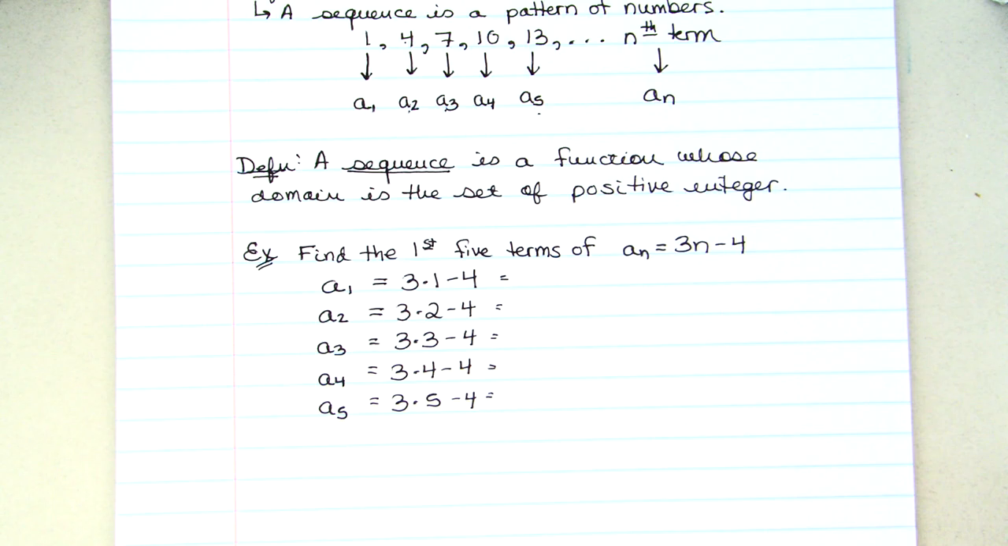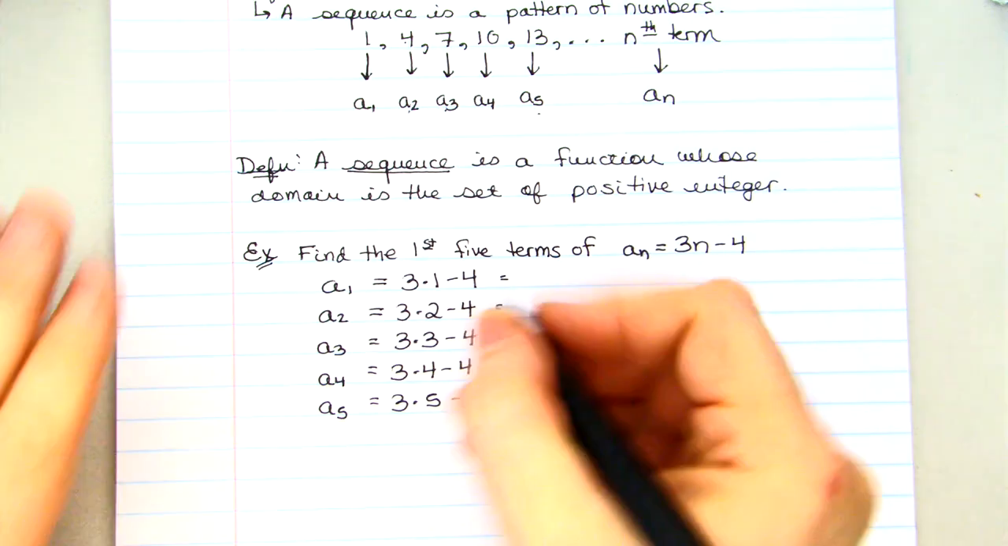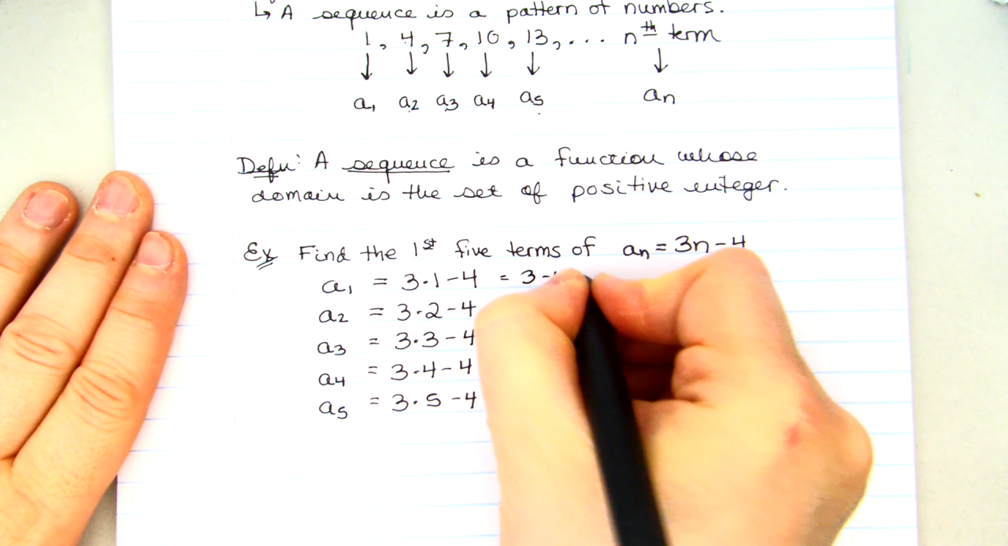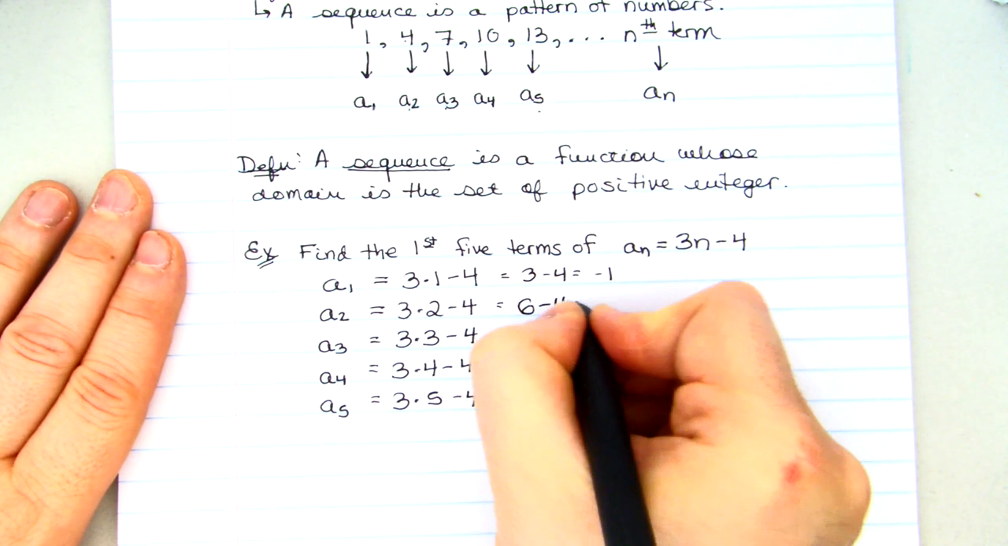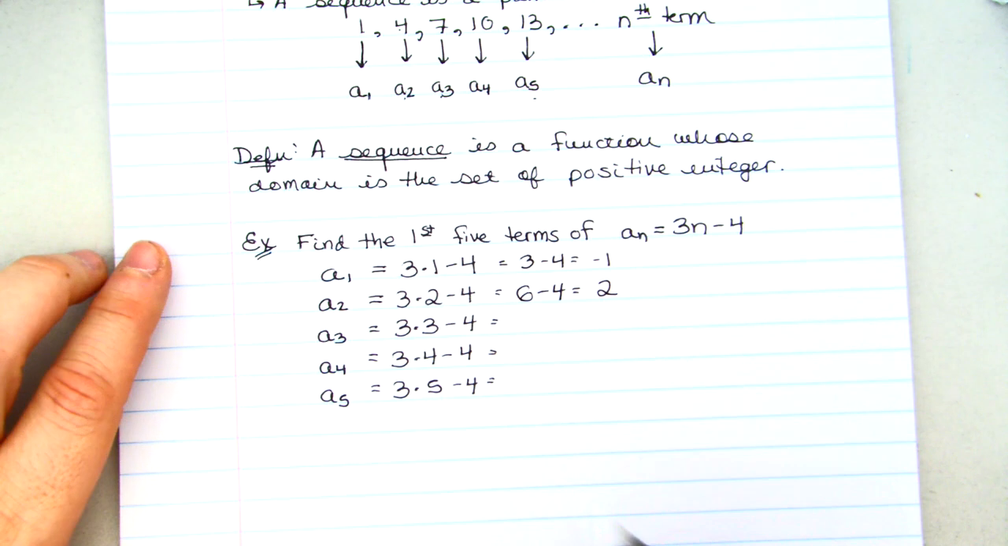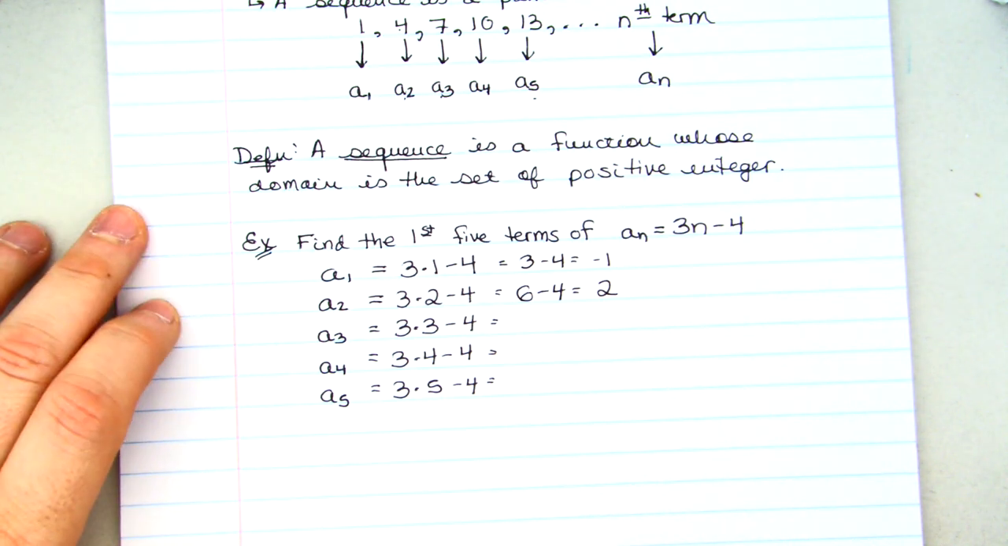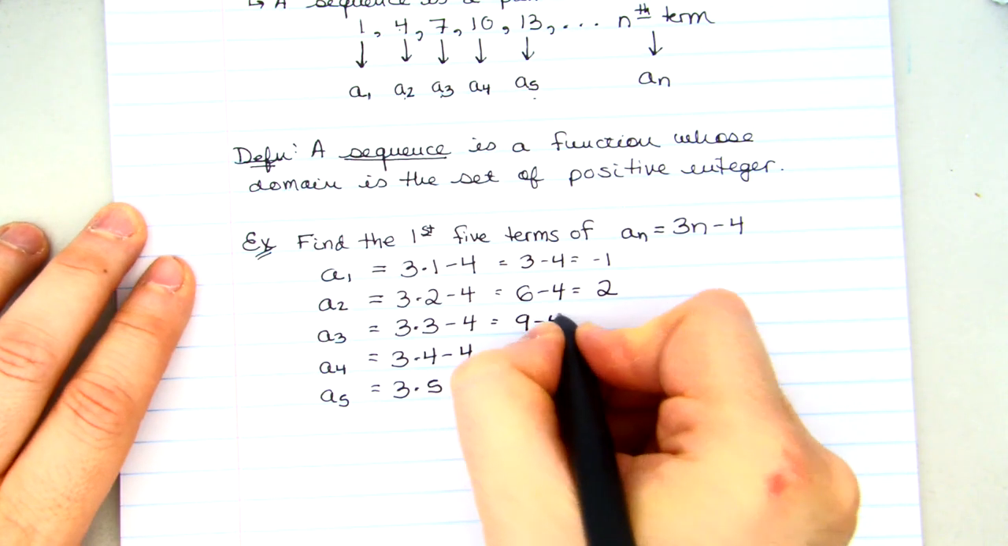Alex, what's your first term? Sure. 3 minus 4, -1. Victoria, your second term? 2. You're doing 6 minus 4, you're getting 2. Kirti, how about the third term? 5. Yep. 9 minus 4, you've got 5.